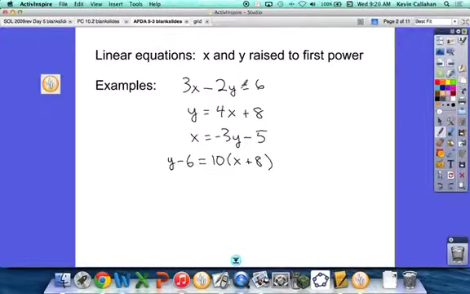Now, there's one exception to that, and that would be if you had one term like this that was x times y, like that. Now, in that one, both the x and the y are raised to the first power, but that graph is not linear. So when we say x and y are raised to the first power, it kind of implies that they're in separate terms. They're not in the same term. So we're not interested in that case right there.